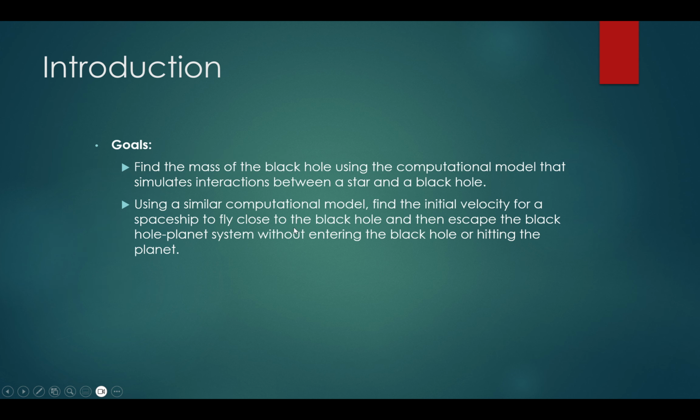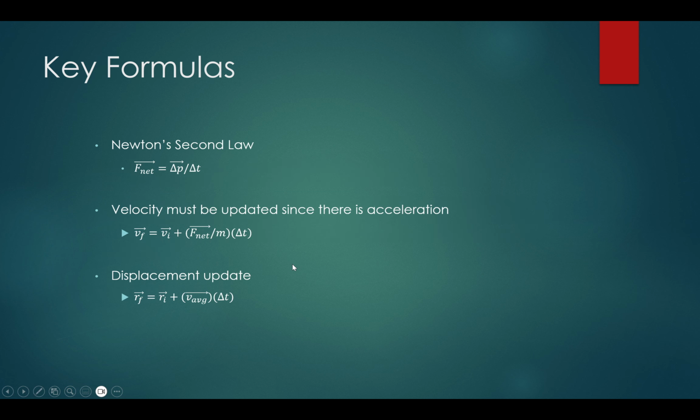So the goal is we're going to find the mass of the black hole, and then we're going to find the initial velocity for a spaceship to fly close to the black hole and then escape the system. Alright, so we're going to use these formulas: Newton's second law, velocity update, as well as displacement update, because we have a force that is non-constant. There's going to be acceleration, there's going to be velocity, so therefore there will be displacement.